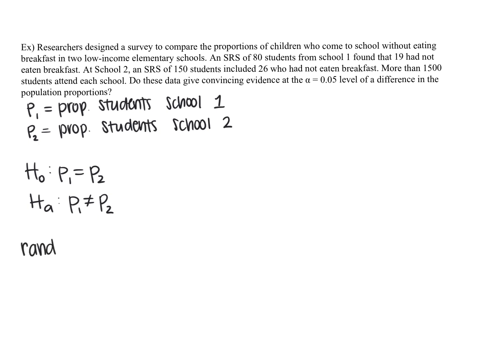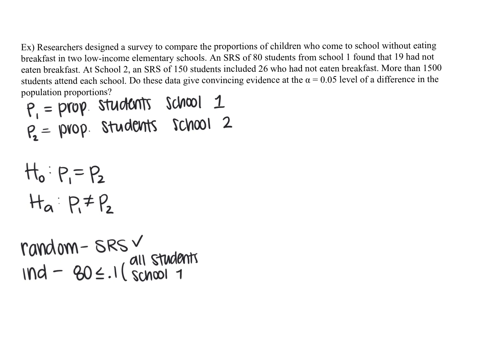Now for our conditions. We start with random, and we did take an SRS from both schools. For independent, 80 has to be less than or equal to 10% of all students from School 1, and there's more than 1,500, so there's definitely more than 800. And then for our second, 150 has to be less than or equal to 0.10 of all students from School 2, and there's more than 1,500, so we're good there.